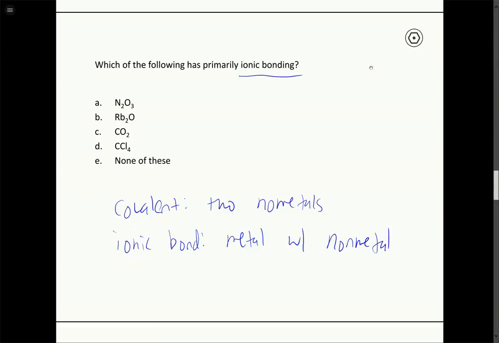So for now, we really only have two bond types to worry about, covalent and ionic, and they're just determined by the types of elements that are involved in them. So N2O3, CO2, CCl4, those are all covalent bonds because they're all nonmetals involved in those bonds.